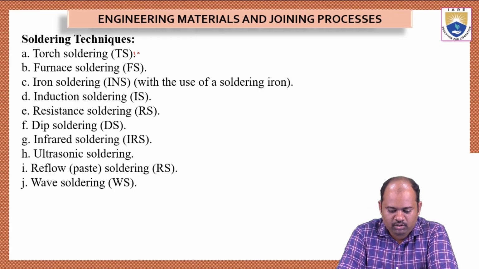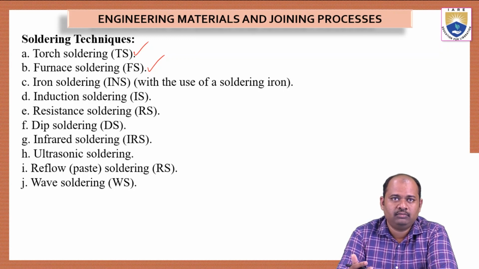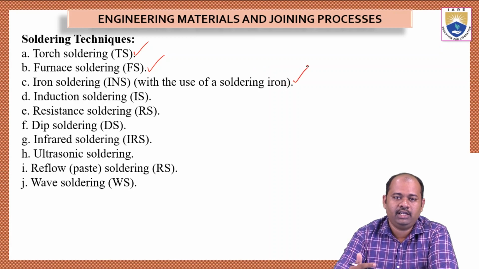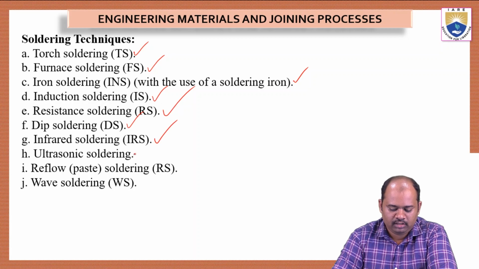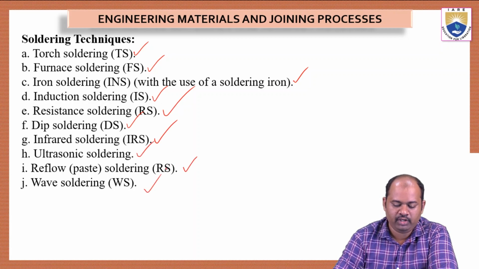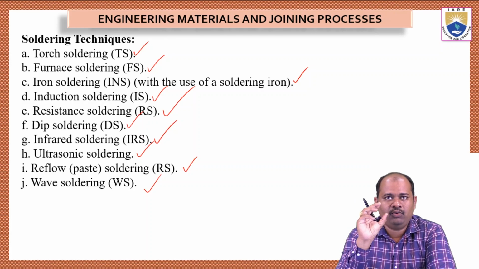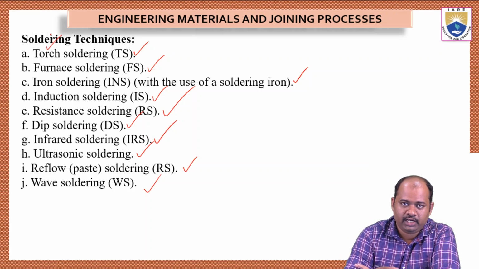The first one is torch soldering, where we use a torch for the soldering process. And then we have furnace soldering, where we keep the entire thing in a furnace and solder. And then we have iron soldering with the use of a soldering iron. And then we have induction soldering, resistance soldering, dip soldering, infrared soldering, ultrasonic soldering, reflow, and wave soldering. Depending on the type of heat source we are using, we have a different name for each type of soldering.